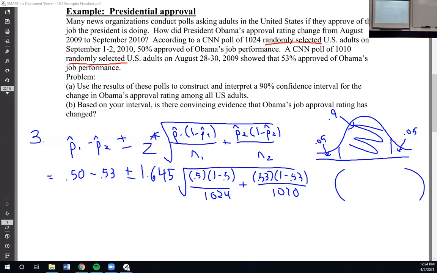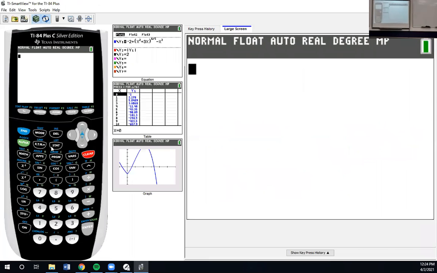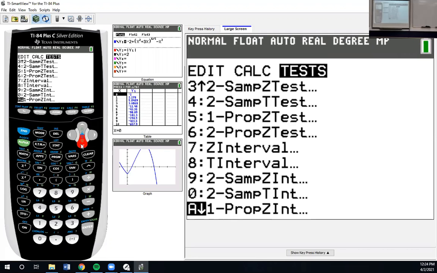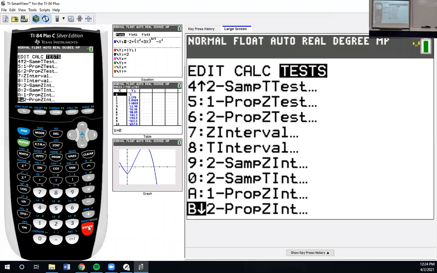we're going to be going to stat tests. And the biggest thing to remember when we go over to stat tests is that we don't want to put decimals in for our x1 and our n1 and all that. So we're going to go stat tests. We're going to scroll past 2 proportion z test because we're doing a confidence interval, not a hypothesis test. There's 2 proportion z interval.